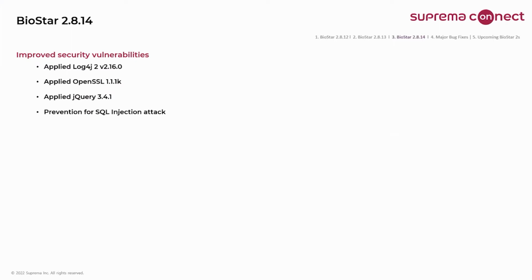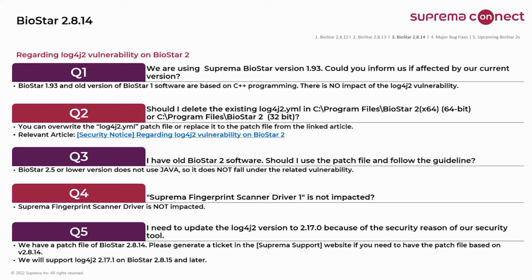The third key improved feature of BioStar 2.8.14 is security vulnerability-related items. Log4j2 2.16.0, OpenSSL 1.1.1k, and jQuery 3.4.1 have been applied, and security against SQL injection has been improved. We would like to explain more about Log4j2, which many customers were concerned about, through Q&A. Let's dive into the contents on the screen.